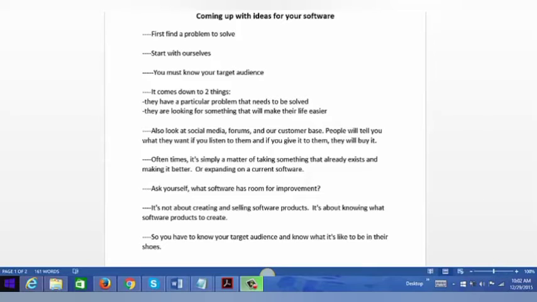And you've got to remember this: it's not about just creating and selling software products. There's a lot of money to be made in selling software products, don't get me wrong, but it's also about knowing what software products to create. So that's why it's important to know your target audience and know what it's like to be in their shoes.